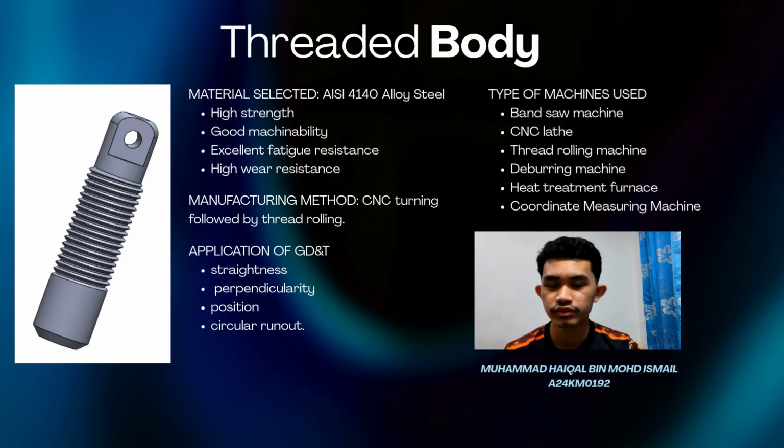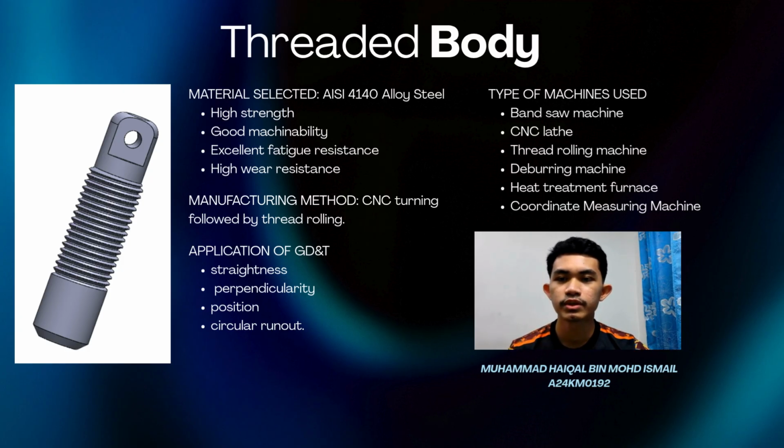So the first part is threaded body, which is the main structural component of the motorcycle shock absorber. Its function is to support the spring and provide threads for the adjustment. For the material selection, we chose AISI 4140 alloy steel because it offers high strength, excellent fatigue resistance, and good machinability.